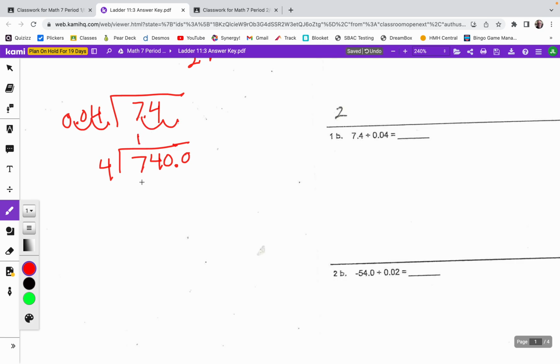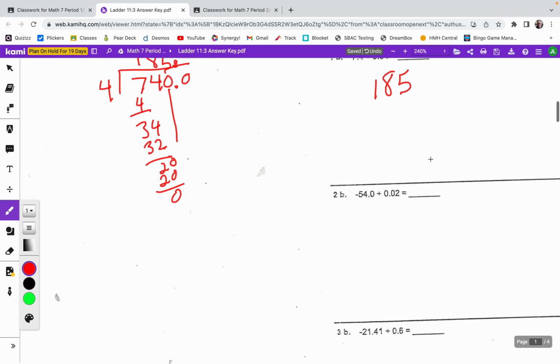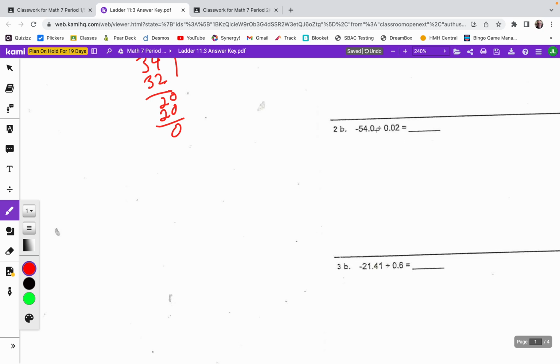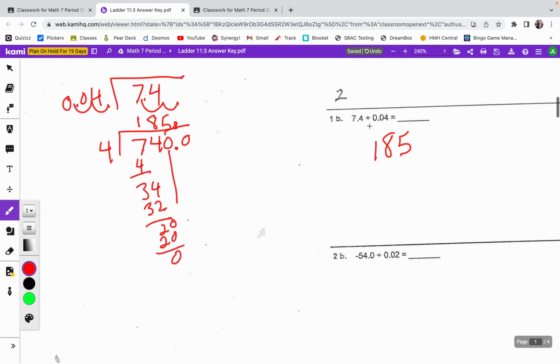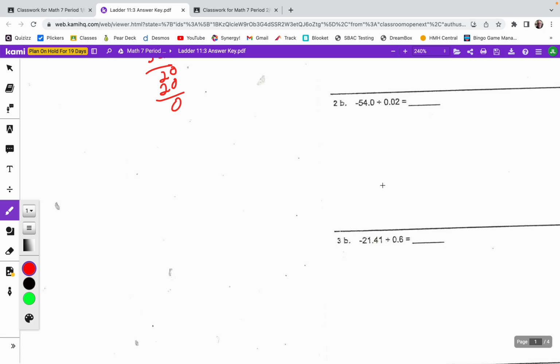4 goes into 7 once. 4 goes into 34 8 times. Bring down the 0 right here, where we get this 5. And so 4 times 5 is 20. We have none, we didn't need the decimal point. This one is just 185. This is a negative divided by, oh, let's check that last one. Yep, just positive. This one's a negative divided by a positive, so the answer is going to be negative.